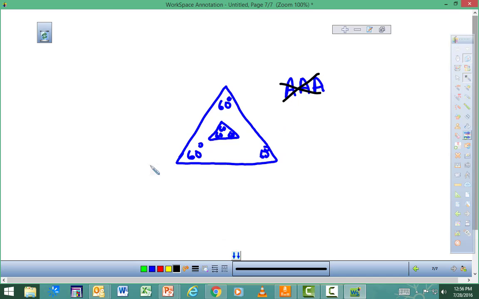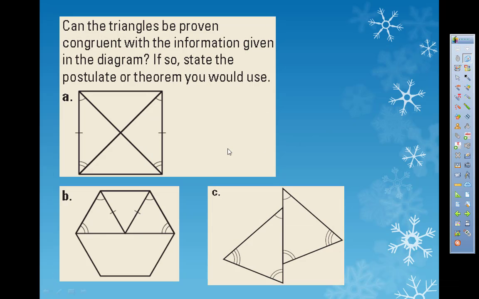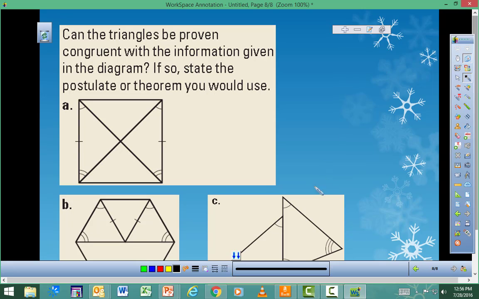We have to have at least one pair of sides congruent, and then we might have a chance of proving that triangles are congruent. I hope that makes sense. Let's go back to the previous slide now. The bottom line is that we cannot prove that the triangles are congruent because we cannot get another pair of sides in there. So we're going to say no on this one.